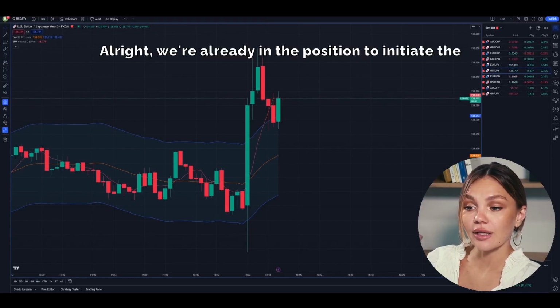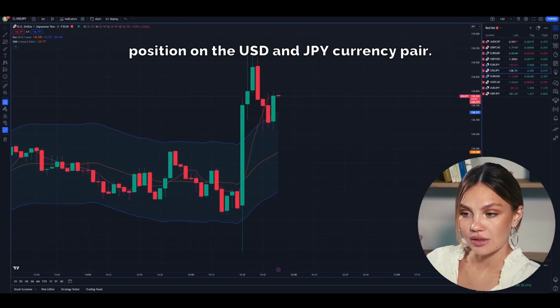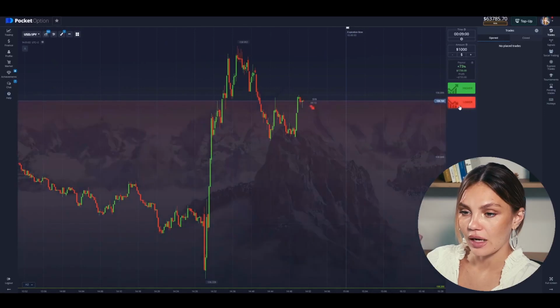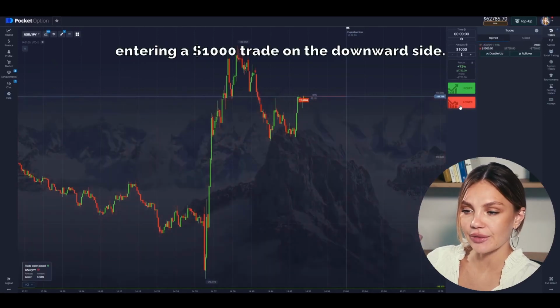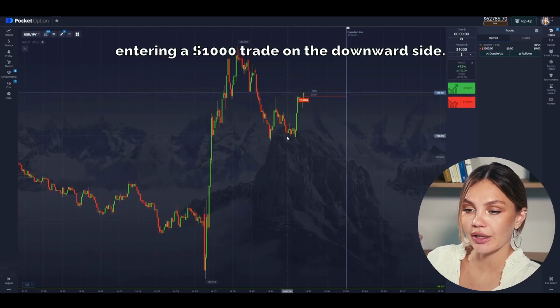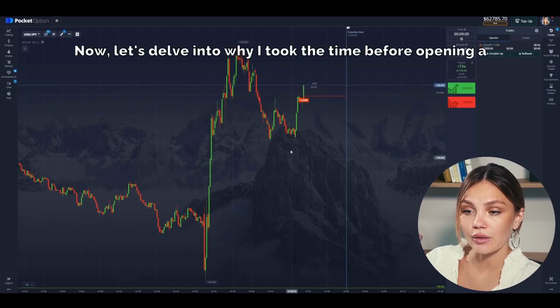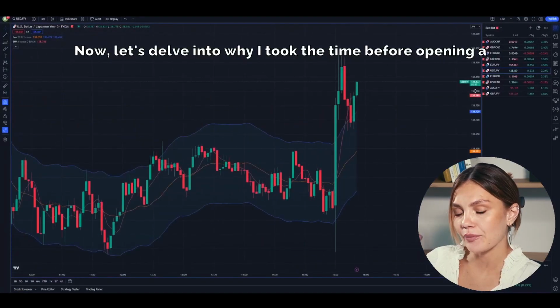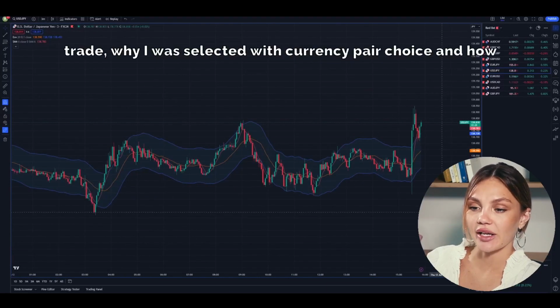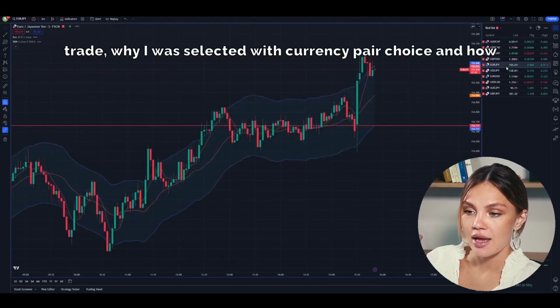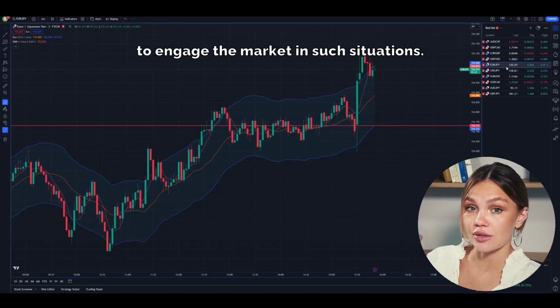Alright, we're all ready to initiate a position on the USD and Japanese yen currency pair. After a slight price dip and rebound, I'm entering a $1,000 trade on the downward side. Now, let's delve into why I took the time before opening a trade, why I was selective with currency pair choice, and how to engage the market in such situations.